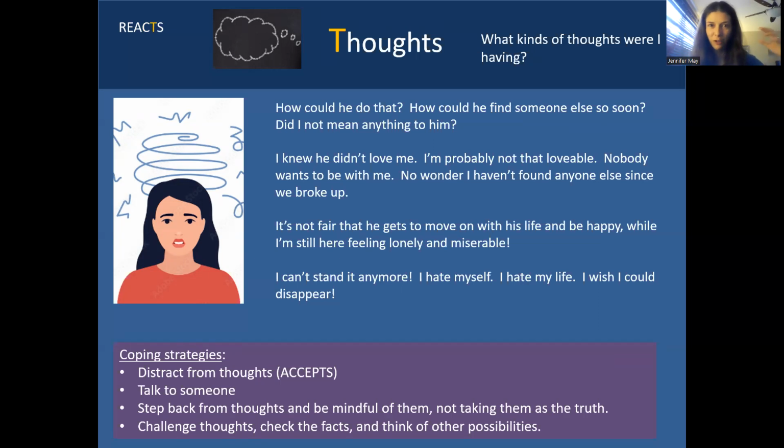See, it's getting worse and worse and escalating. It's not fair that he gets to move on with his life and be happy while I'm still here feeling lonely and miserable. And then finally, before the self-injury, I can't stand it anymore. I hate myself. I hate my life. I wish I could disappear. So the thoughts and emotions escalate. They feed off each other. Things get worse and worse to the point where you feel like I can't stand it.